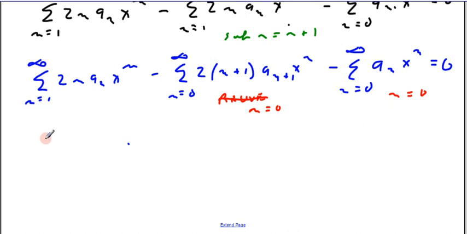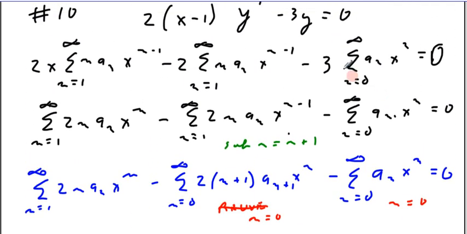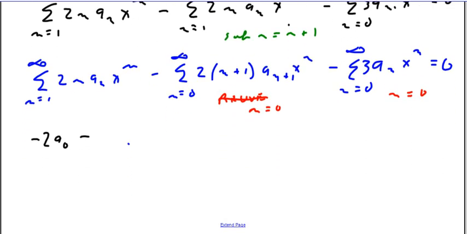Okay, so I got n equals 0. So I've got minus 2a0 minus 2a0, and moving back I see I have a 3 here that I left out, and I have a 3 there that I left out. Okay, so where was I? Minus 2a0 minus 3a0, minus 2a1 minus 3a1.